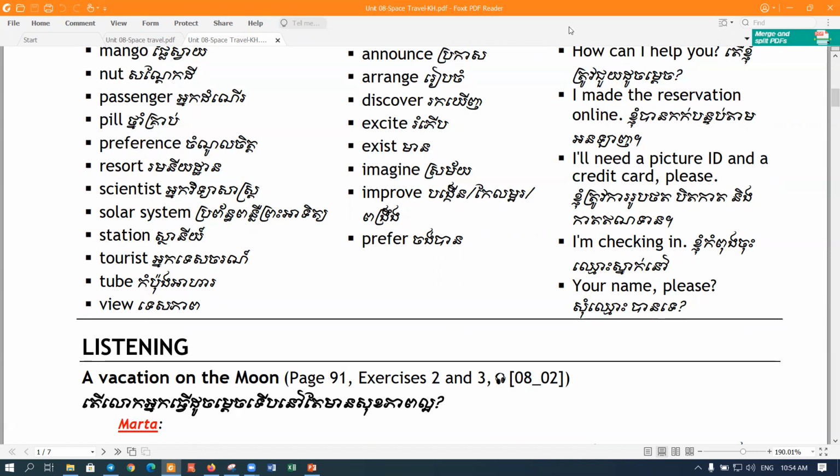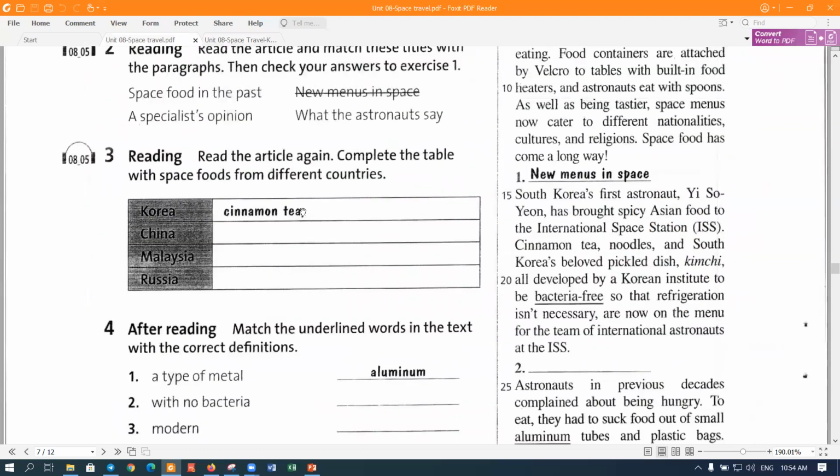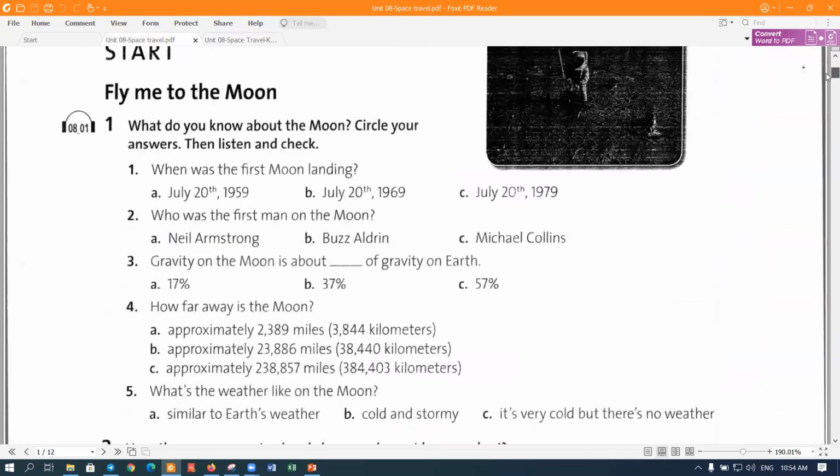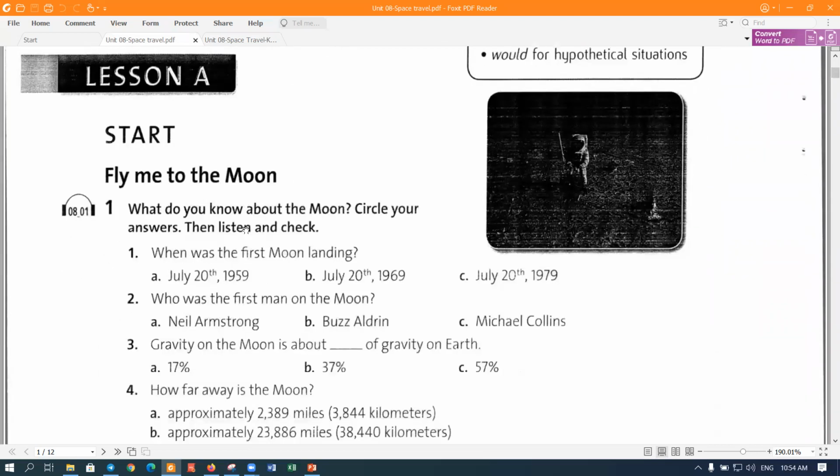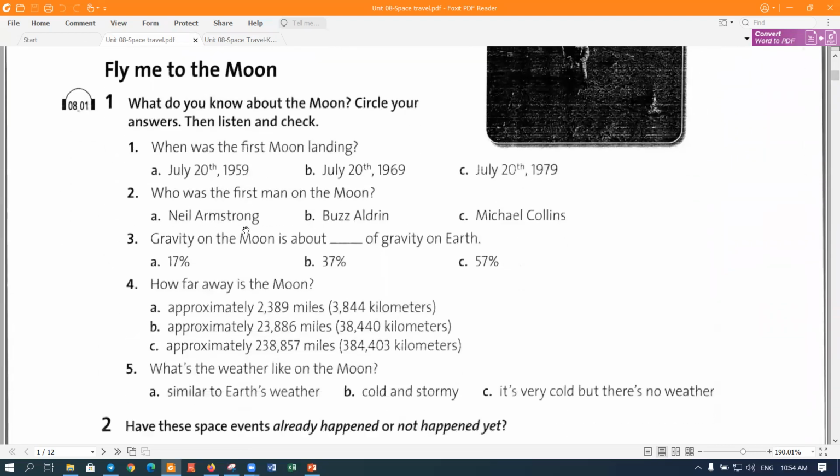Okay, everyone, now back to the lesson all together with me. Here, start. Now you are going to listen to a recording talking about the history of flying to the moon. Before that, you need to answer my question. What do you know about the moon? Please keep your answer for me when you meet me on the conference day. I will ask you and you have to give me the answer. What do you know about the moon?